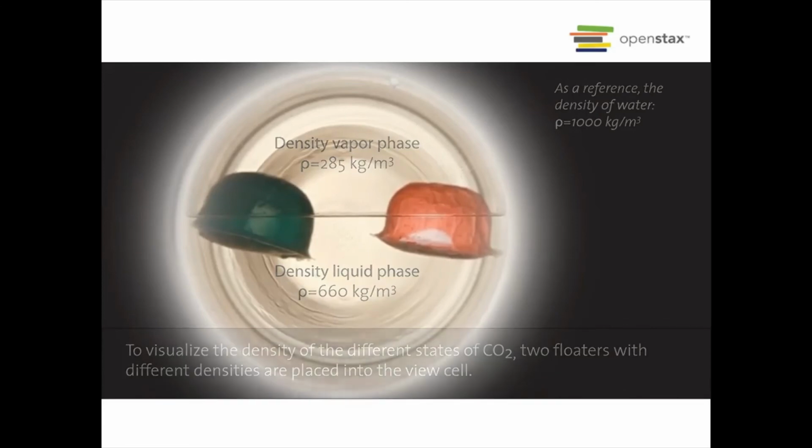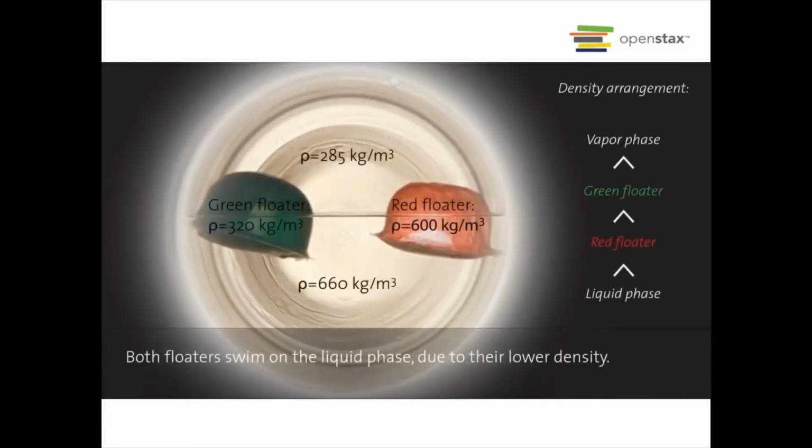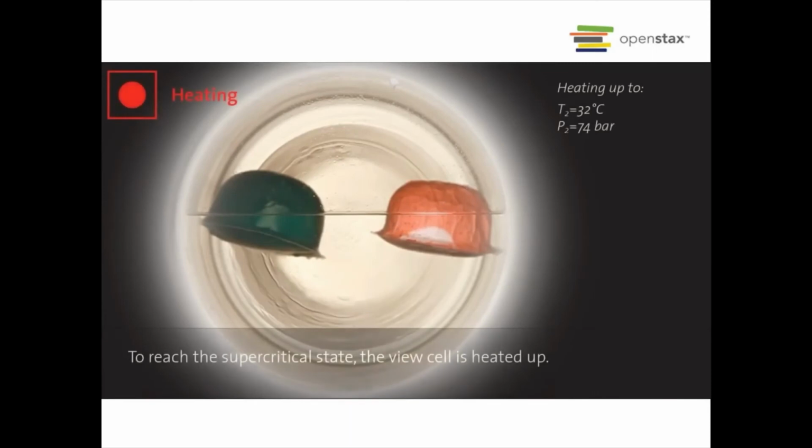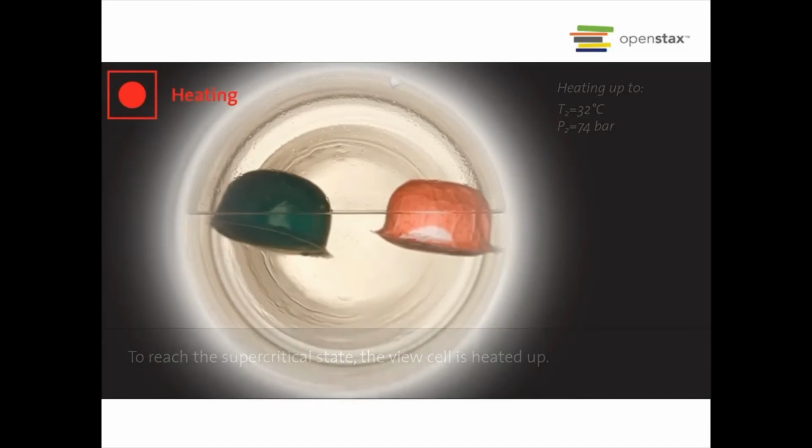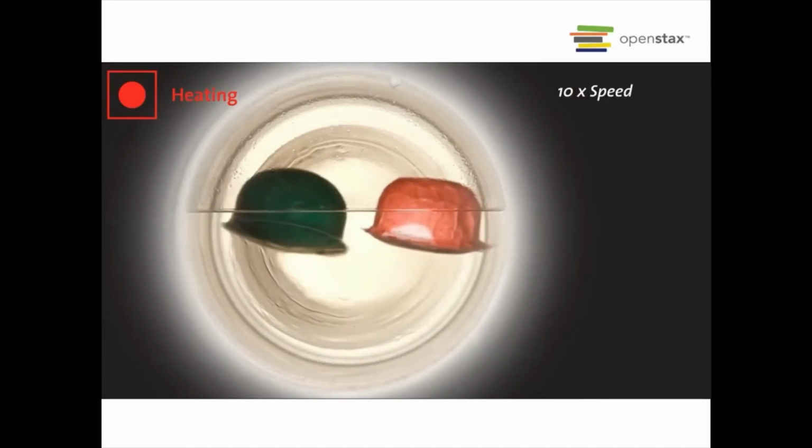So our liquid phase is less dense than water, but not that much less dense. The green floater has a density of 320 kilograms per cubic meter, and the red has a density of 600. So both of them have a lower density than the liquid CO2, but they are higher in density than the vapor phase. Now they have started to heat up the cell to 32 degrees Celsius with a pressure of 74 bar. And now we're going to speed up the process.